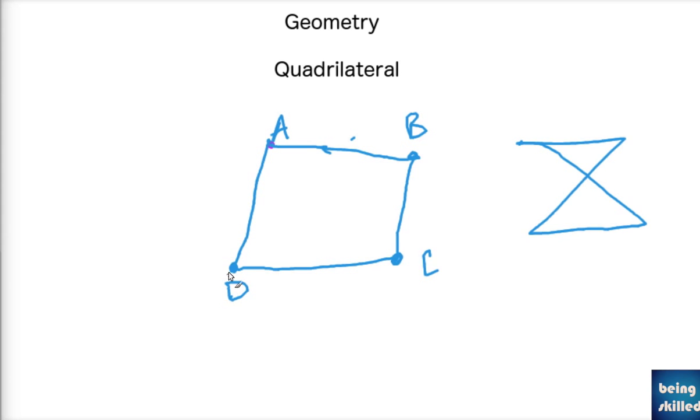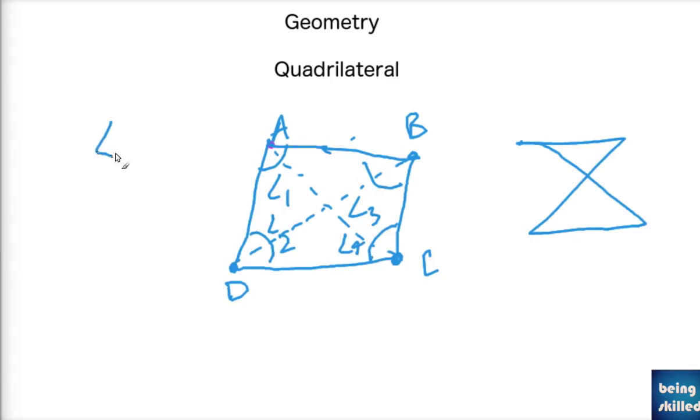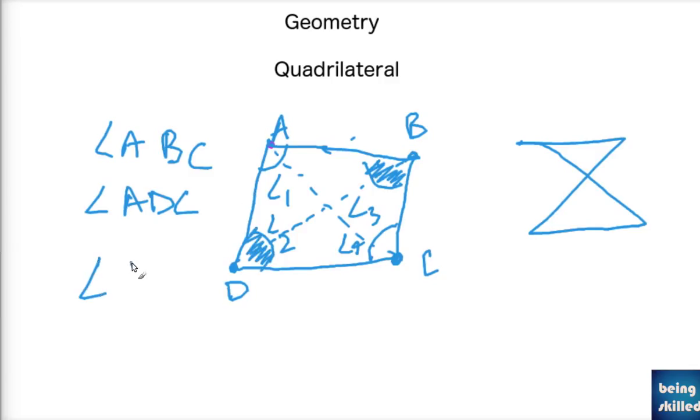What are diagonals? If there is a line segment connecting D and B, or A and C, then these are diagonals. So there will be 4 angles: angle 1, angle 2, angle 3 and angle 4, or you can say angle ABC, which represents this angle, angle ADC, which represents this angle, angle DAB, which represents this angle, and angle DCB, which represents this angle. So these are the 4 angles of this quadrilateral.